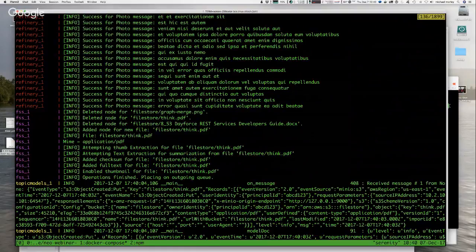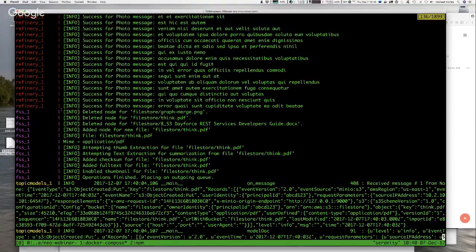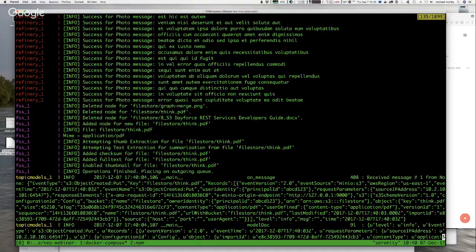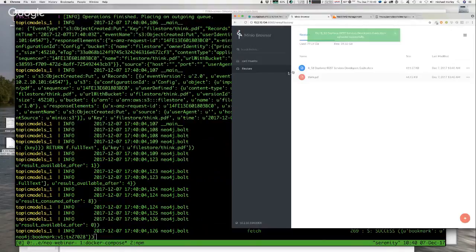So we have all of these downstream processes: we extract a thumbnail, we extract the full text, we get a checksum, and then we send a message out on the queue, and our topic model bot kicks in. That's an example of multiple bots collaborating off a single message chain to create a net result of processing the files as they come into the system.